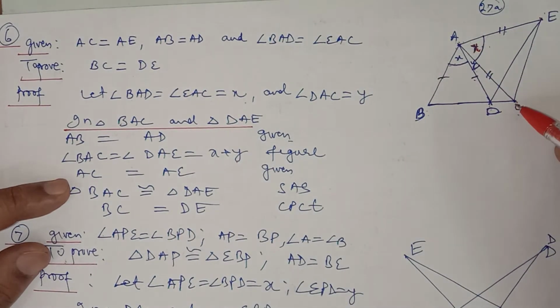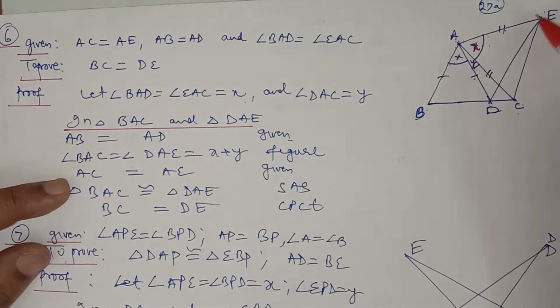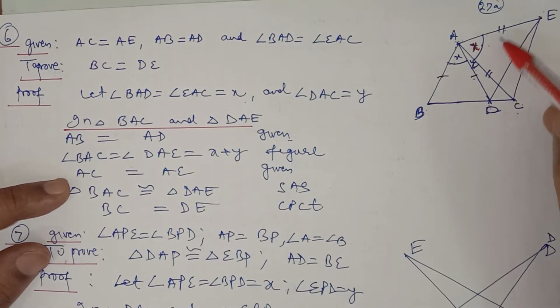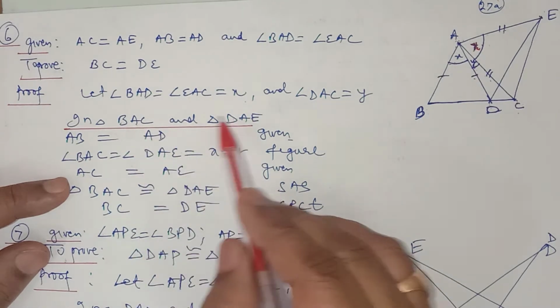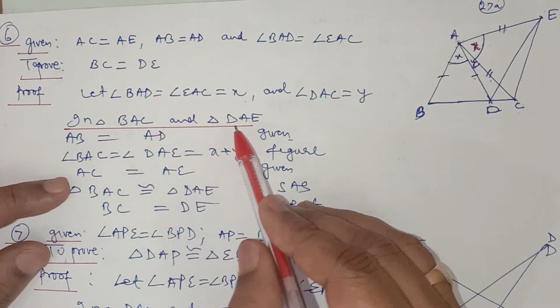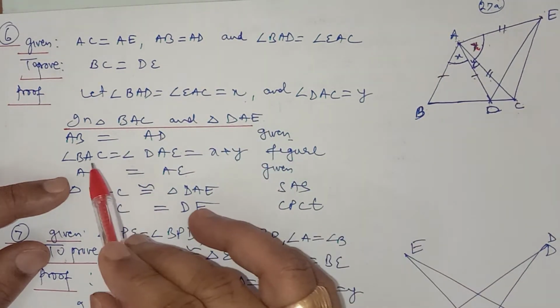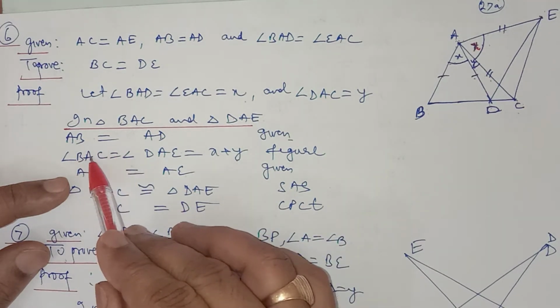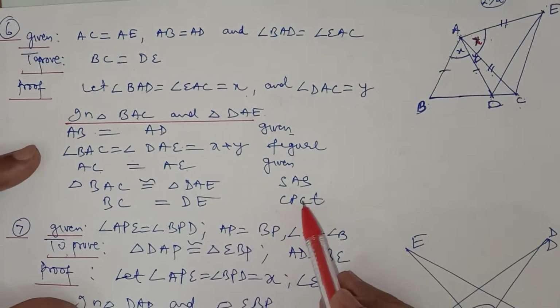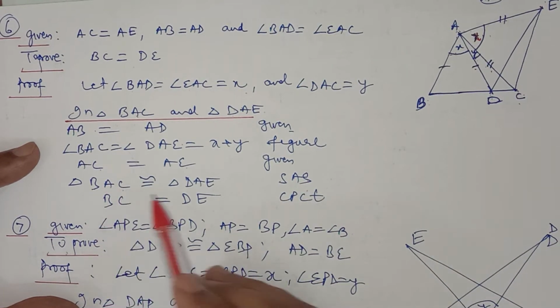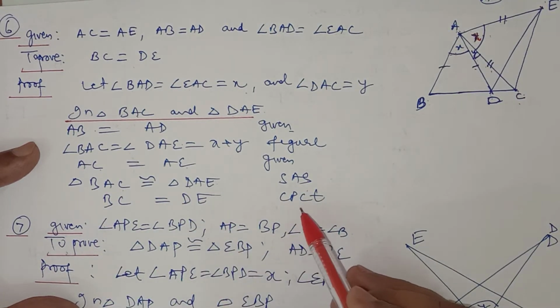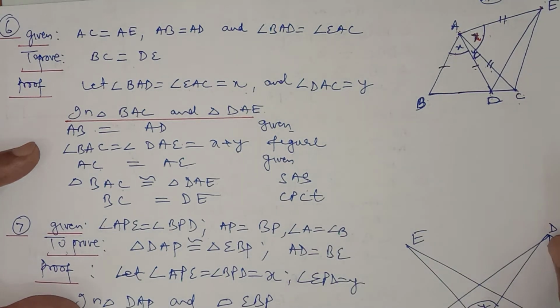And AC, the side of the triangle ABC, and AE of the triangle ADE, they are equal, it is given. So by angle side, these two triangles are congruent. So triangle ABC is congruent to triangle DAE by angle side. See it very carefully. Now because they are congruent, side BC will be equal to DE by corresponding part of congruent triangle.